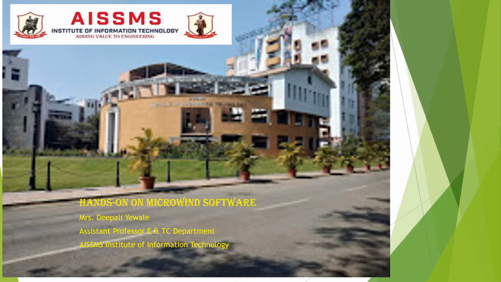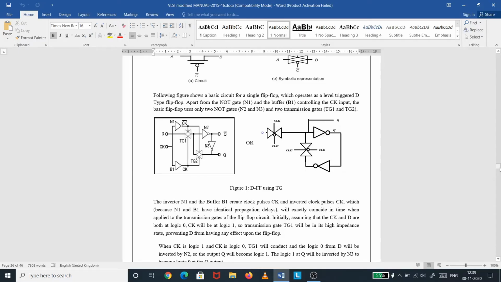Today I am going to deliver a hands-on session on Microwind software. So we will start with Microwind. Today we will design a D flip-flop using transmission gates in Microwind software. Here you can see that we will be requiring two transmission gates and two inverters. Two CMOS transmission gates we are supposed to design and two CMOS inverters we will be requiring for the D flip-flop design.